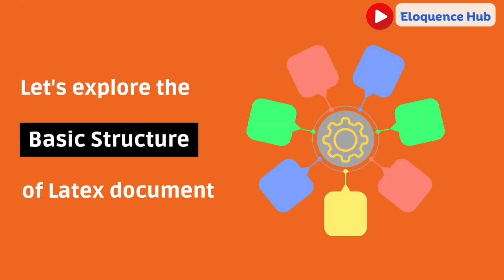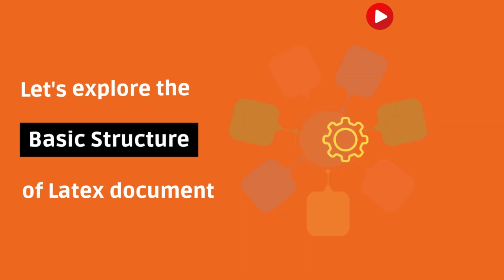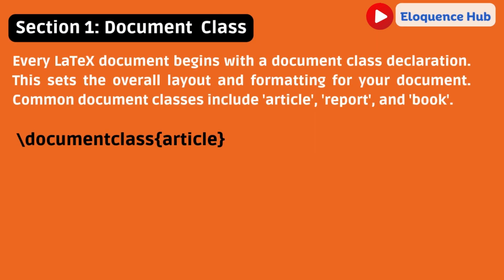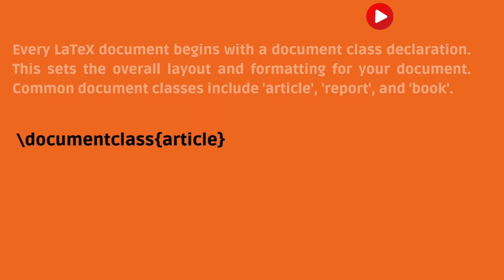Let's explore the basic structure of a LaTeX document. Every LaTeX document begins with a document class declaration. This sets the overall layout and formatting for your document. Common document classes include article, report, and book.